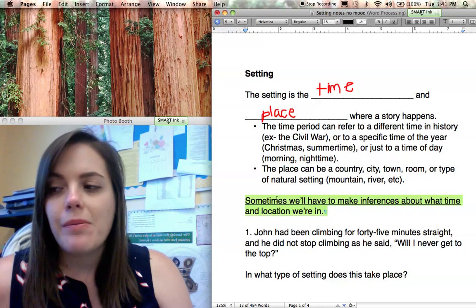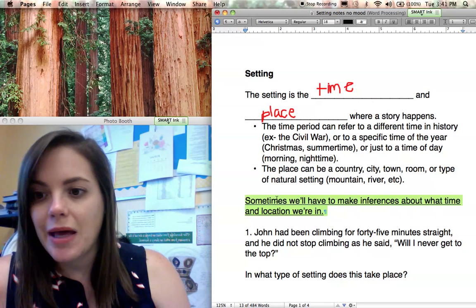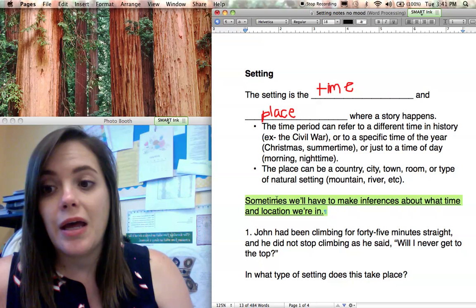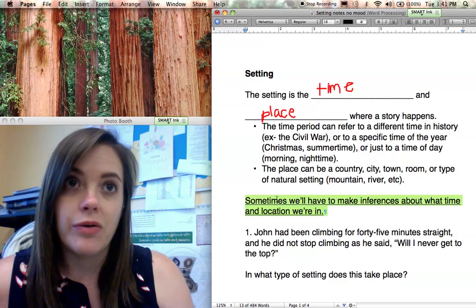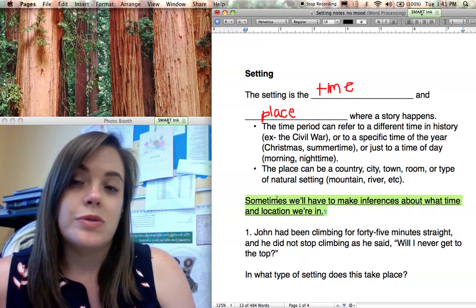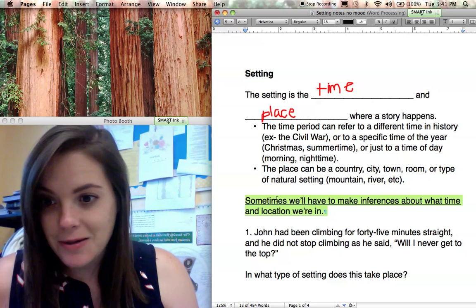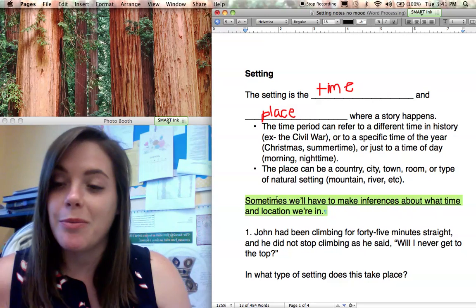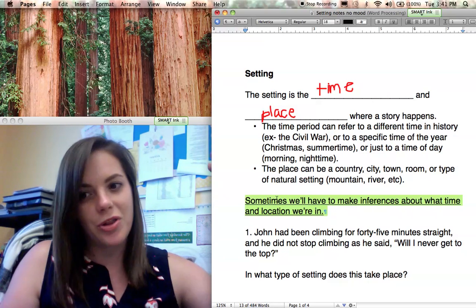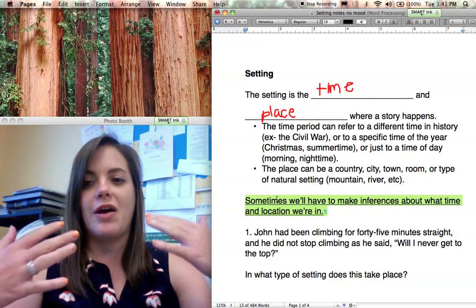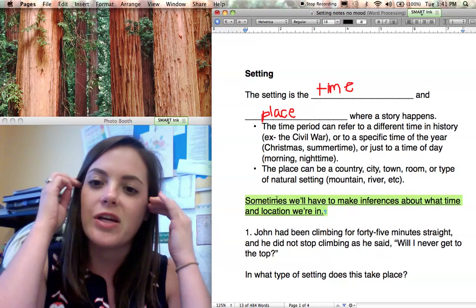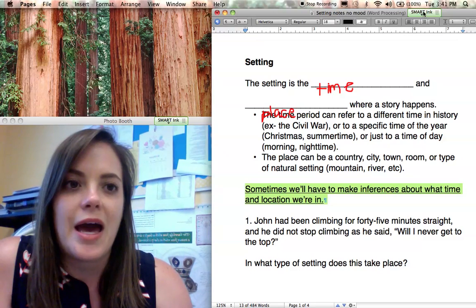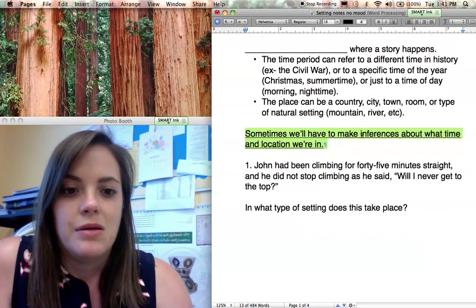Now, as I mentioned before, you're going to have to make inferences about setting a lot, okay? Authors aren't going to just start out their books like, this story is taking place in year 2072 in the future country of Uzbekistan, okay? In a land where animals have become our rulers. Okay, they're not going to start with all that information. You usually kind of have to make inferences and figure out exactly what the situation is.